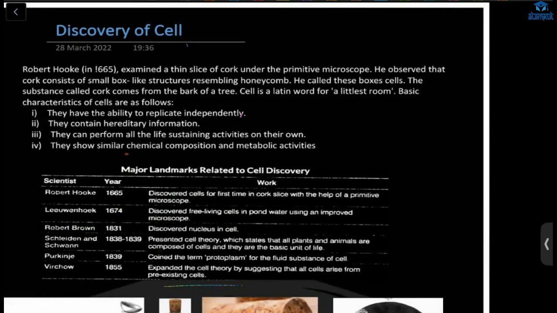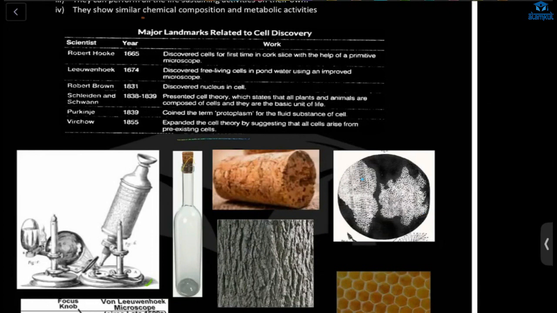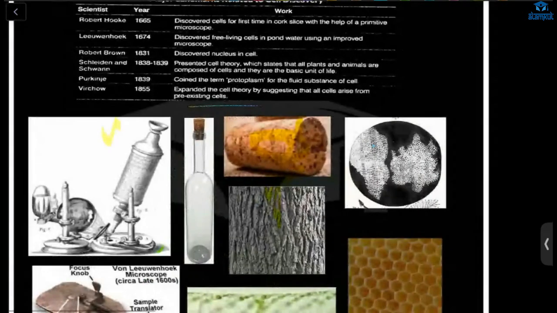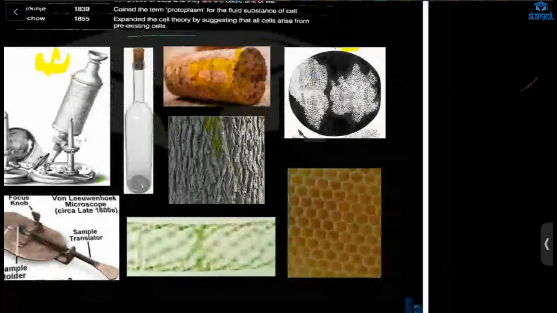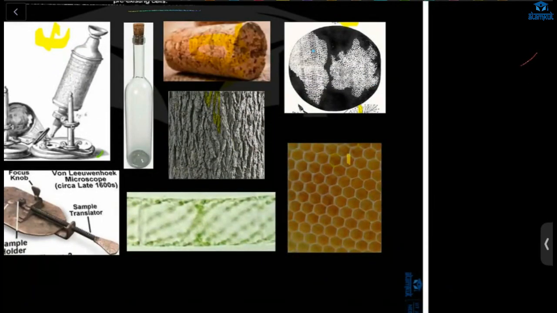First is Robert Hooke. He took a cork, which you find in a bottle cap. This is found in the bark of a tree, and it is dead. He took a primitive microscope, which he made by himself, and observed it. What did he see? He saw a honeycomb-like structure. These boxes, these little compartments, he called cells. In Latin it means little room.